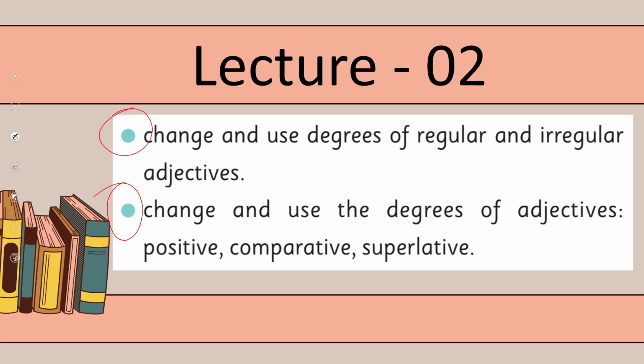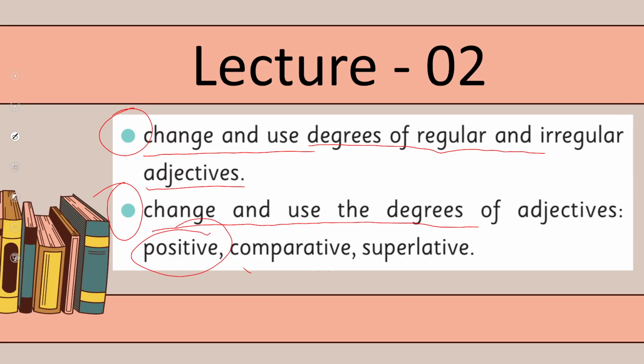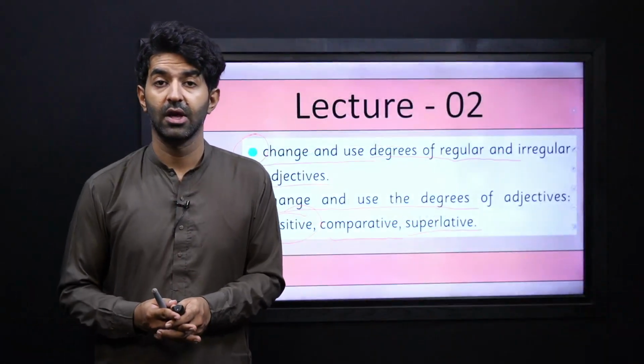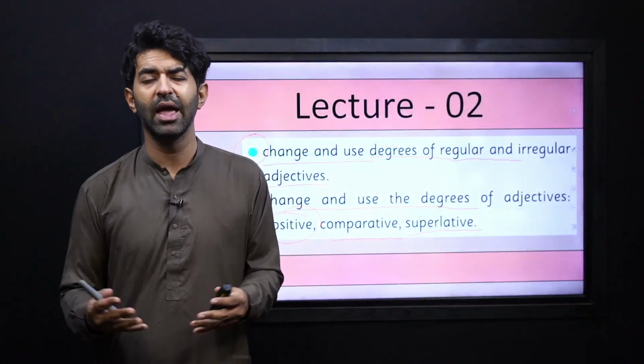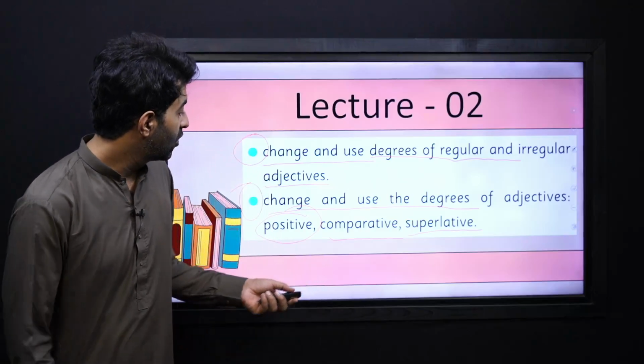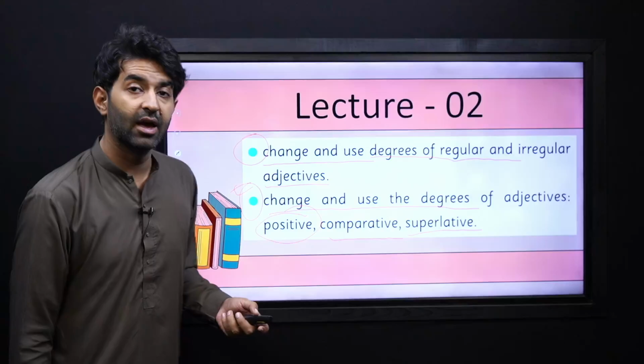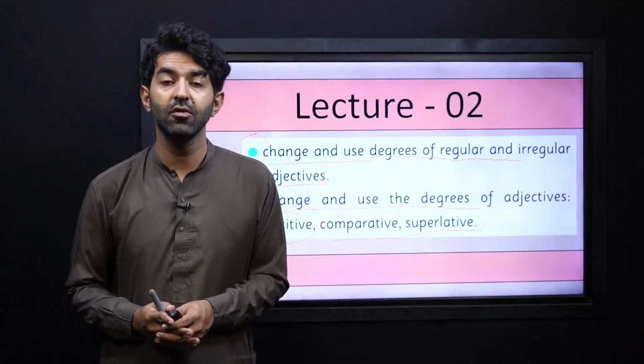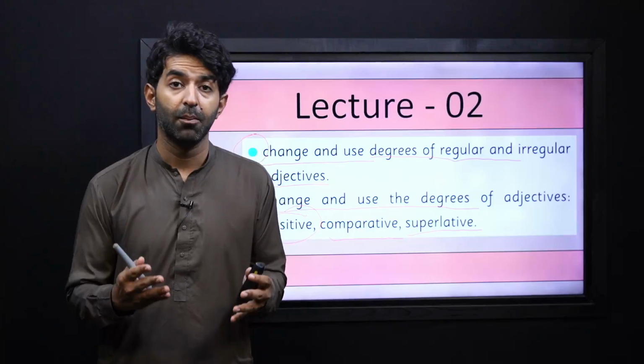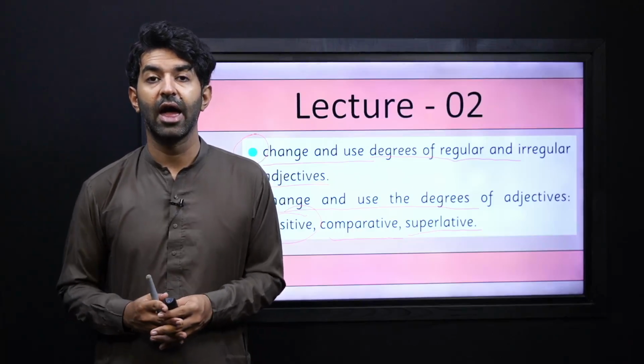It says, number 1, change and use degrees of regular and irregular adjectives. And next one is change and use the degrees of adjectives, positive, comparative, or superlative. Now, we know that adjectives can be categorized into regular and irregular, and then we can also see that there are different degrees that you have been learning from previous grades, the positive degree, comparative, and superlative.